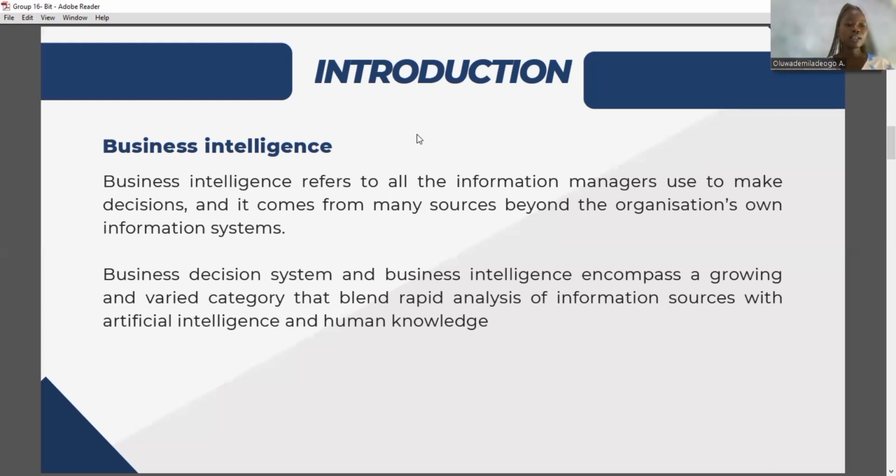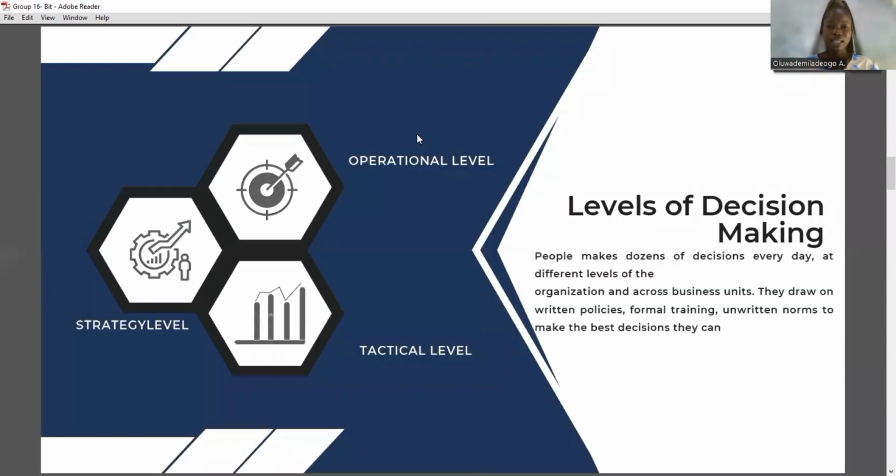And tactical decisions are made by the middle level managers. For example, should we market new products? Should we let go, should we downsize? Then the third level of decision making is the operational level, which is made throughout the organization by the lower level managers.